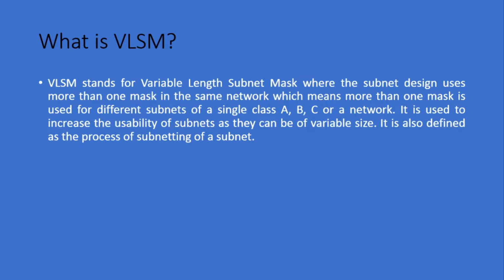VLSM stands for variable length subnet mask, where the subnet mask uses more than one mask in the same network, which means more than one mask is used for different subnets of a single class A, B, or C network. It is used to increase the usability of subnets as they can be of variable size. It is also defined as the process of subnetting a subnet. Fine, so it's simple stuff.